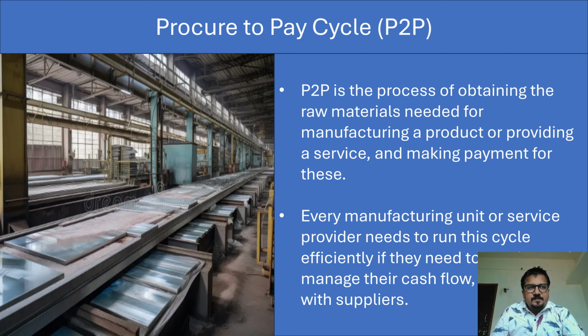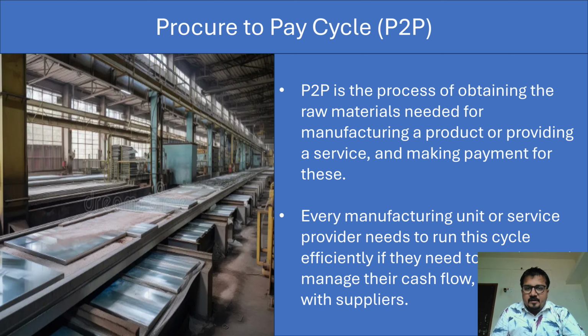So to understand the steps involved in the Procure to Pay process, first we need to understand what is P2P and why it is required. Now let's start with what is the P2P process. P2P is the process of obtaining the raw materials needed for manufacturing a product or providing a service and making payment for these. Okay. So now when in an interview, the interviewer asks for the definition of P2P, then you can answer with this definition.